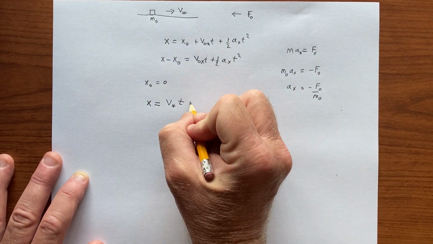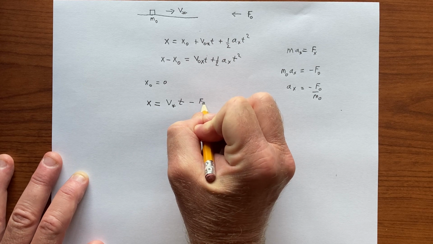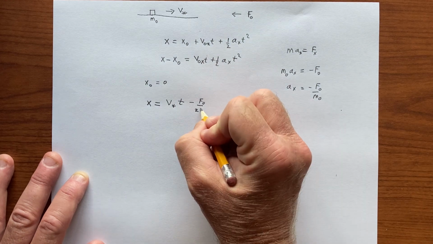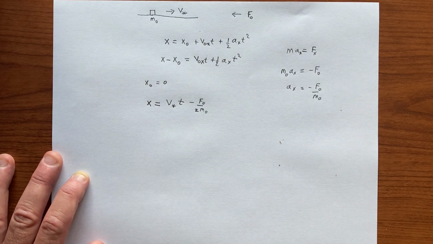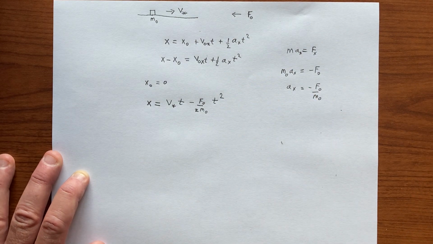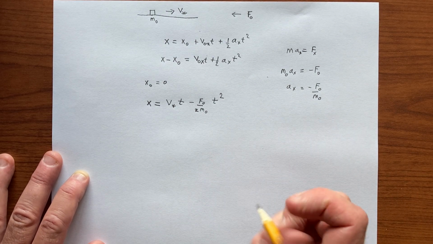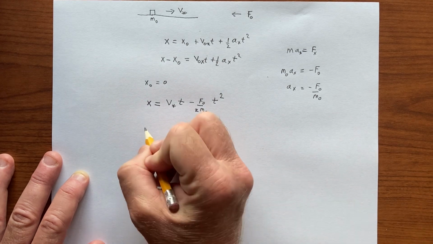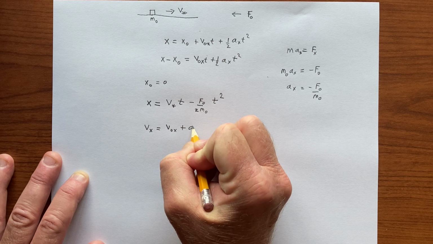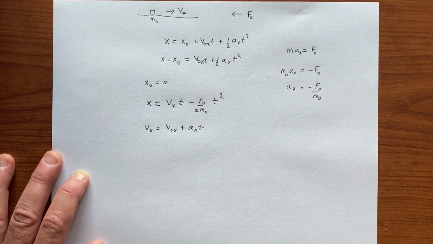a x is minus f naught over m naught, so we have a minus f naught over 2 m naught for the acceleration term, times t squared. And we notice that we don't have a t, so that forces us to go somewhere else. In fact, we have to go to the second kinematic equation, which says v x equals v naught x plus a x t, and use that in some way.